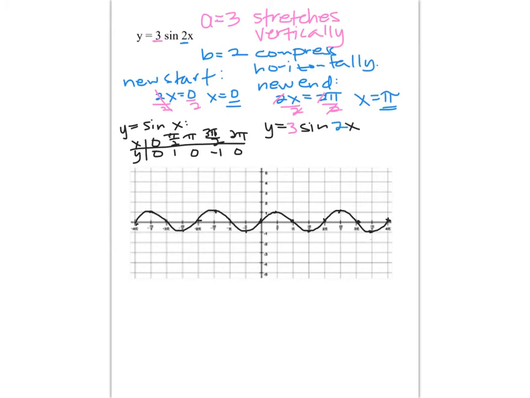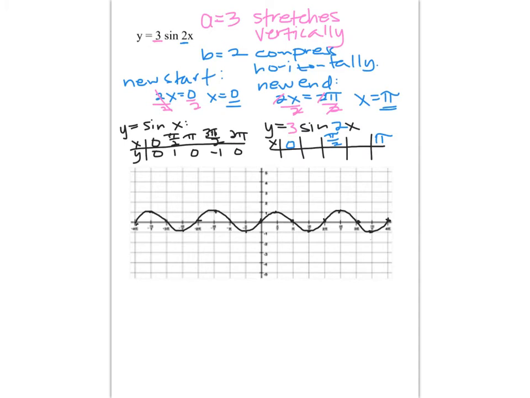Now remember, the 2 affects our input and the 3 is going to affect our output. So our input is going to start at 0, but remember, end at 1 pi. And we have to have 3 ordered pairs in between. So this is where things get a little bit trickier. Halfway between 0 and 1 pi is 1/2 pi, or pi over 2. So that isn't so bad.